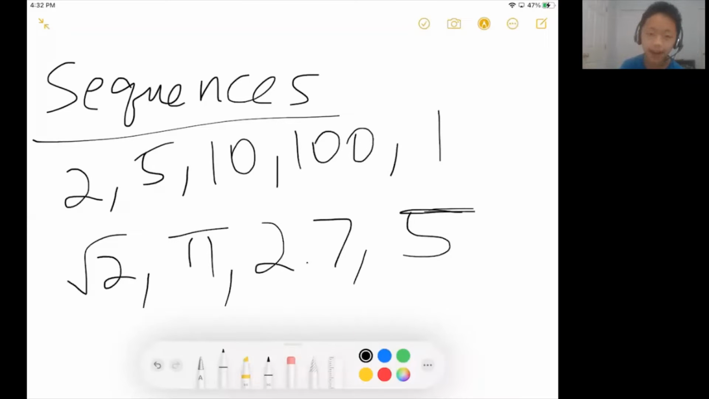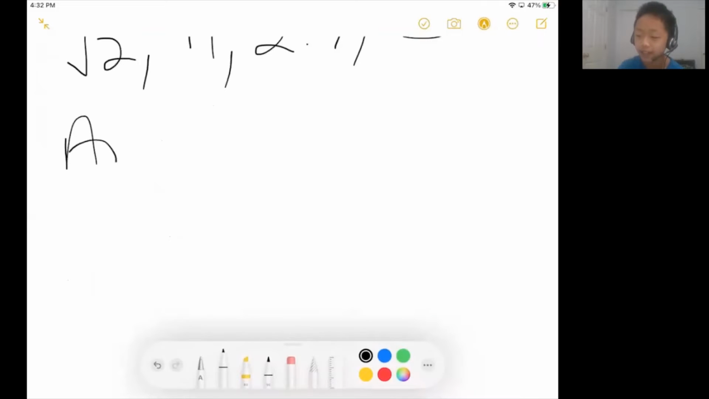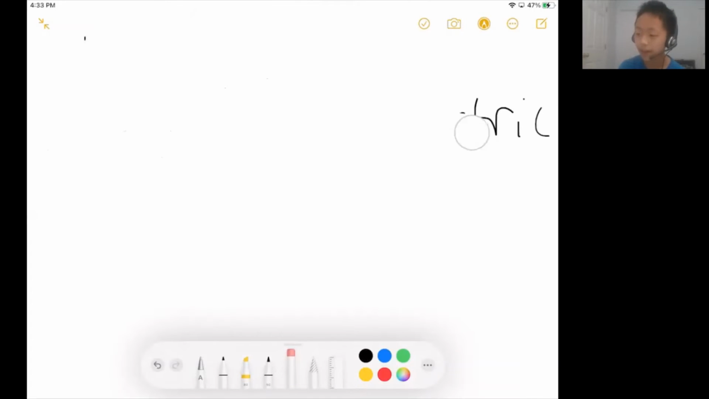But in math, today we're going to focus on two of the most important sequences, which are called arithmetic and geometric sequences. Arithmetic and geometric sequences are very important sequences in math, so I think we should talk about them. Yeah, so let's first talk about arithmetic sequences.